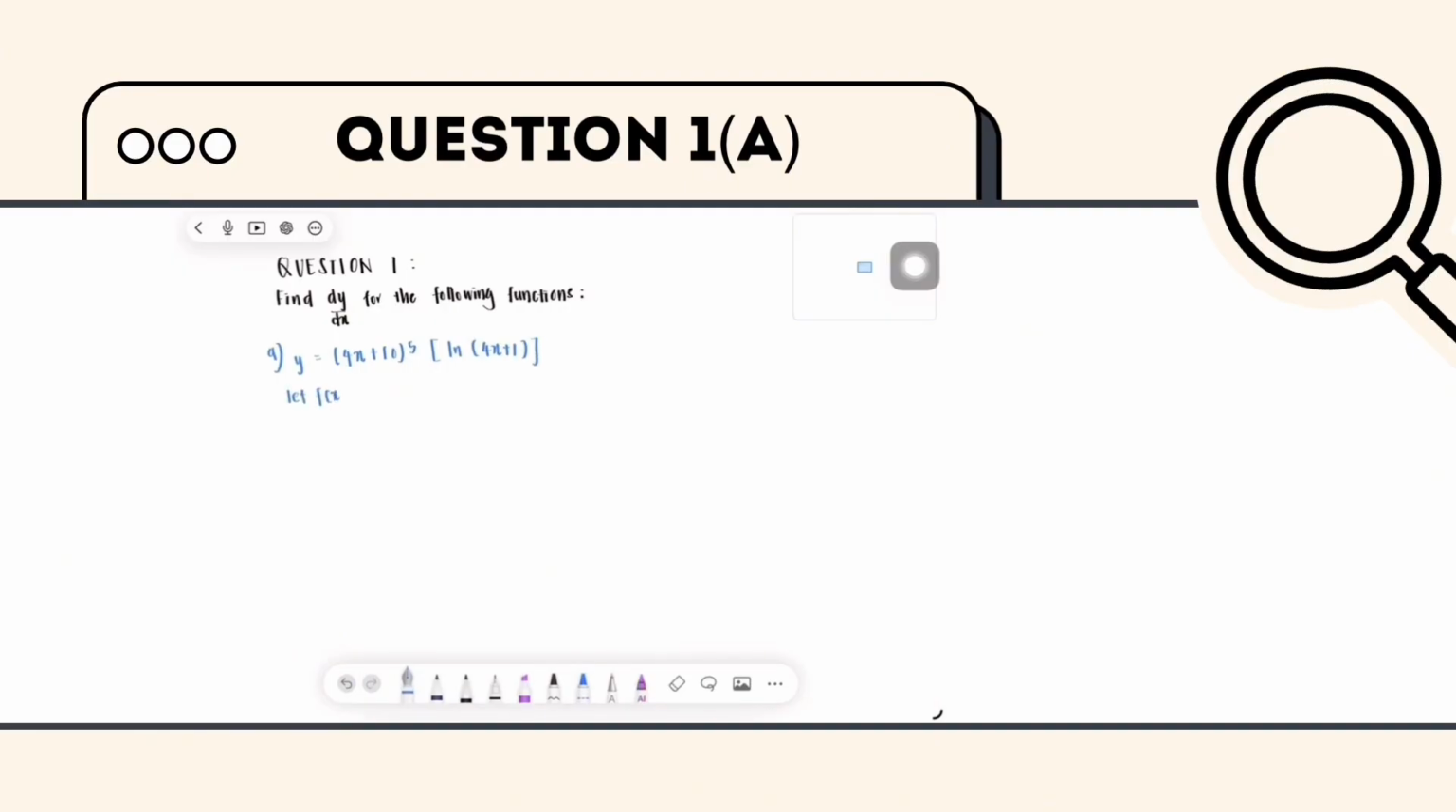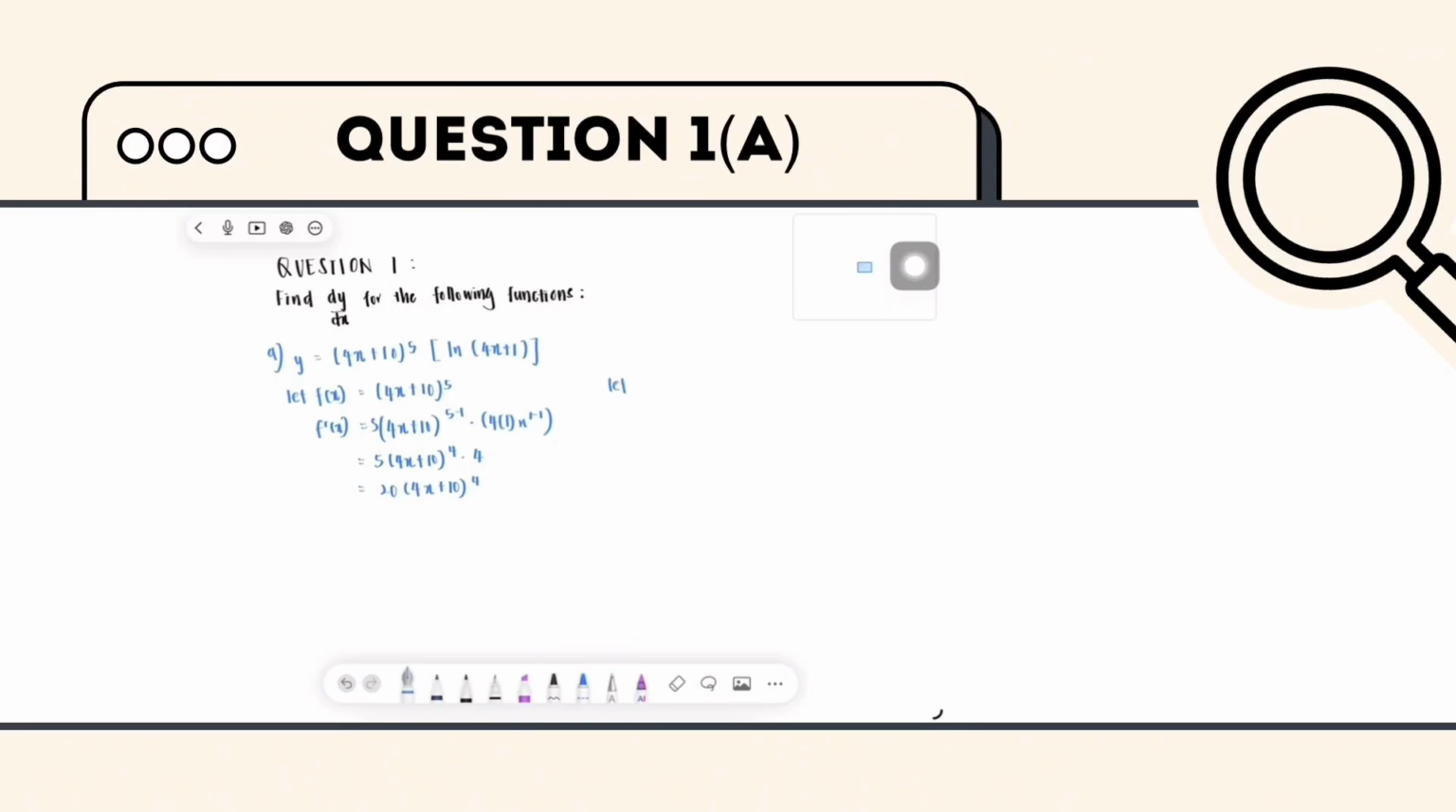Let the first term be f(x) equals (4x plus 10) to the power of 5. We apply the power rule combined with the chain rule here. Bring the power of 5 to the front, subtract 1 from the exponent to get a power of 4, and then multiply by the derivative of the inside function, which is 4. So the f prime will be 20(4x plus 10) raised to the power of 4.